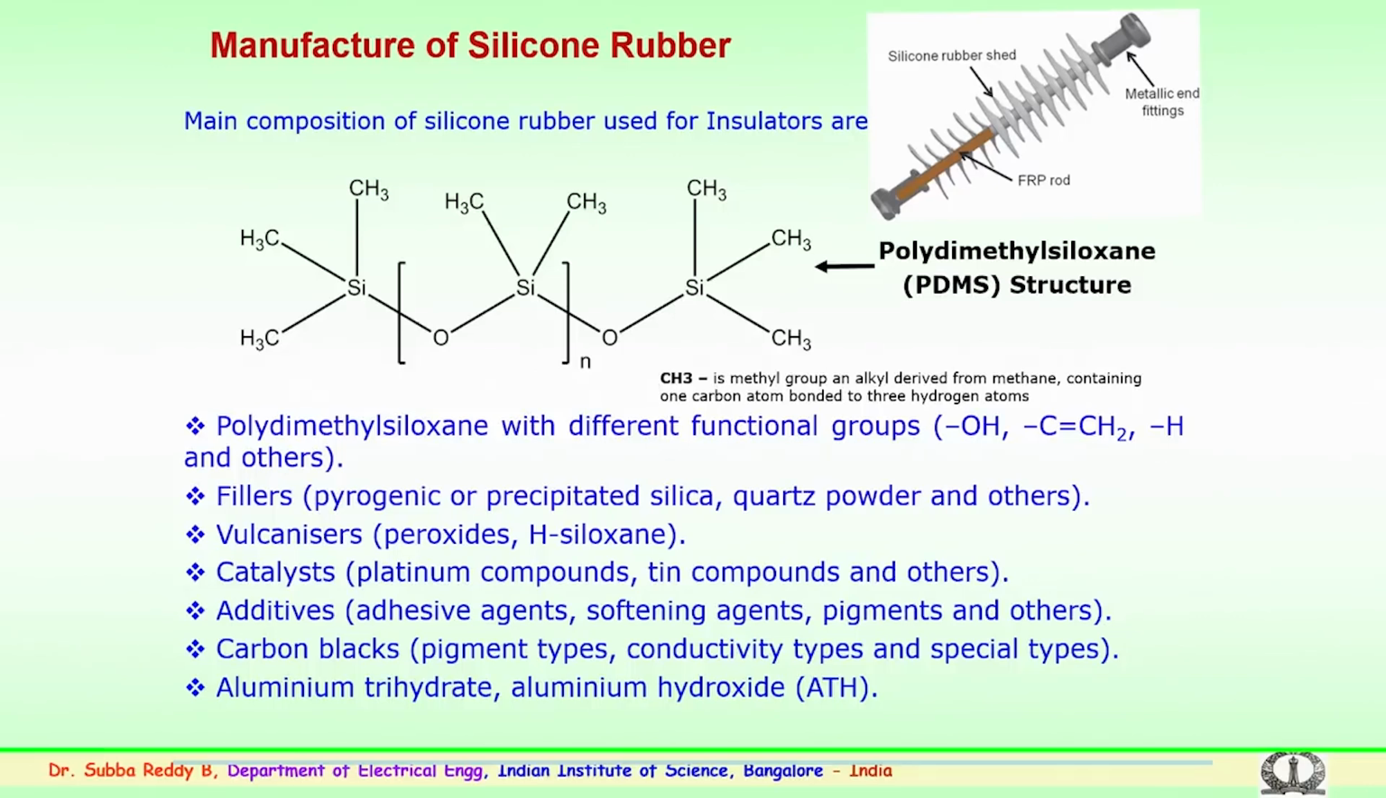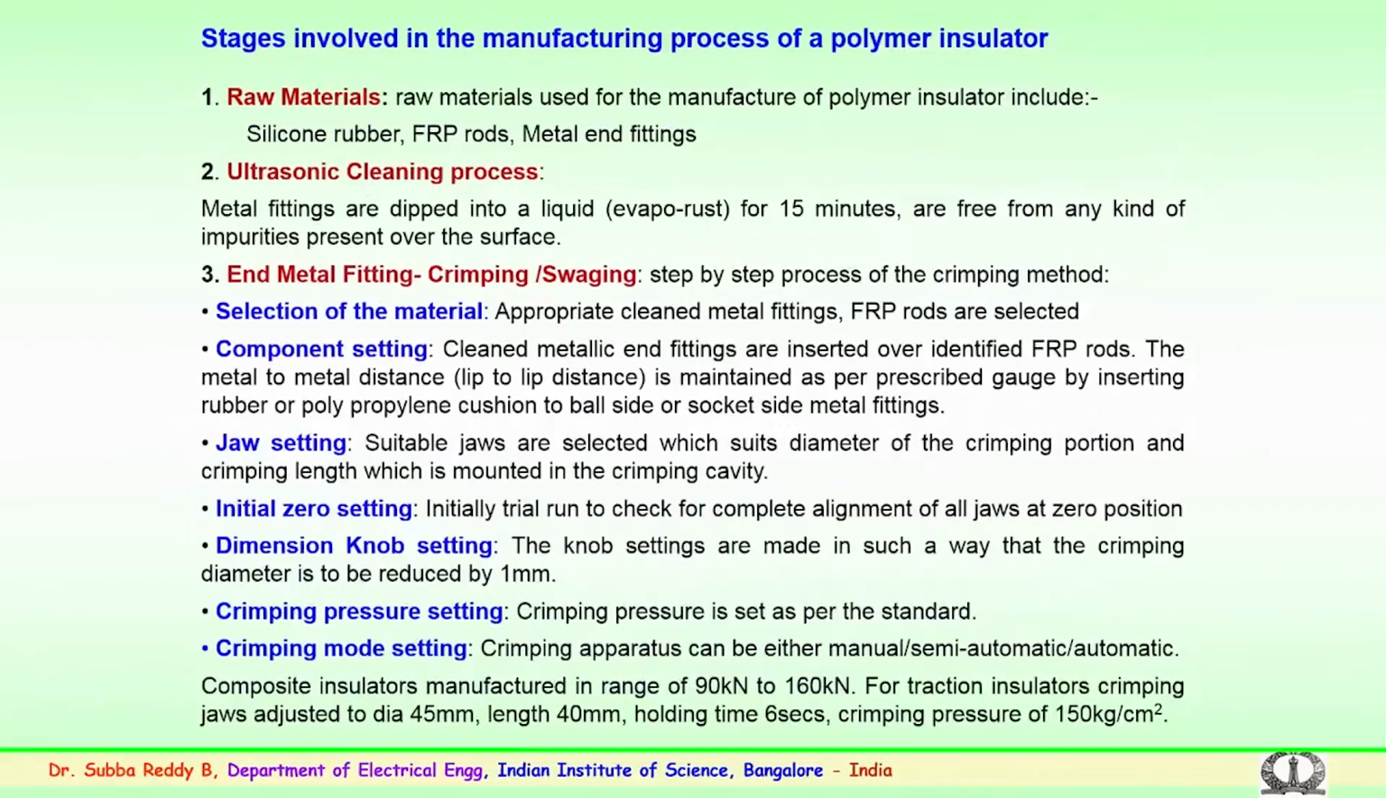As mentioned earlier, the polymer insulator consists of metal end fittings, as shown here, a silicon rubber material, and the fiberglass rod embedded here. In silicon rubber insulators, the sheds are important. Initially, uniform sheds were used during manufacture. Later, because of certain advantages, uneven sheds are being employed, which we will discuss in the future when it comes to the testing and performance of these silicon rubber insulators.